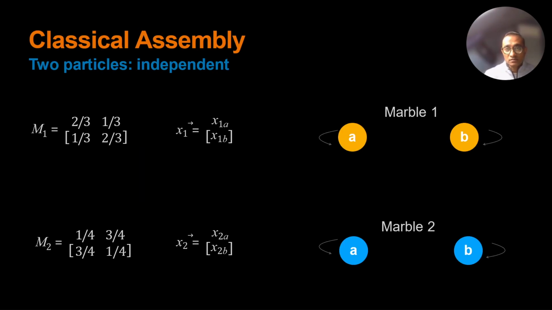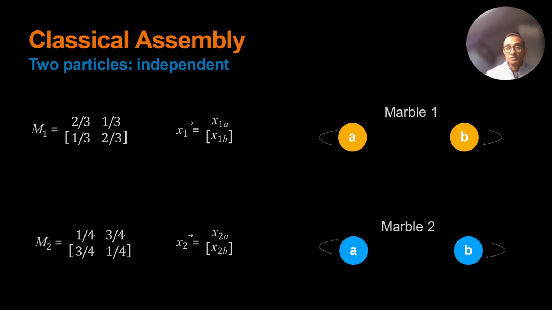For example, let's try to decipher this classically. Imagine that you have two particles which are independent of each other and which are represented by the configuration marble 1 and marble 2. Each particle can be independently found in various states. For example, A and B both in yellow for marble 1, and marble 2 A and B in blue. To define that, it is described as a vector representation. So for example, x1 and x2 represent the probability of finding marble 1 at A and B respectively.